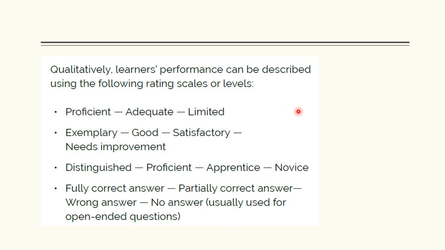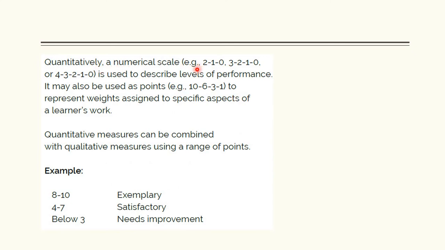So you can have these labels and later you can quantify them and put values. Such as the numerical scale that's used to describe the levels of performance. It may also be used as points to represent the weights assigned to specific aspects of a learner's work. So quantitative measures can be combined with qualitative measures using a range of points. For example, you have just three levels on the scale: exemplary, satisfactory, needs improvement. How do we know what their score is? So 8 to 10 is exemplary, 4 to 7 satisfactory, and below 3 needs improvement. But my comment here is, how do you know that it's an 8, and not a 9, and not a 10? That's the question there. So it's also very important to put a description in each of these levels.